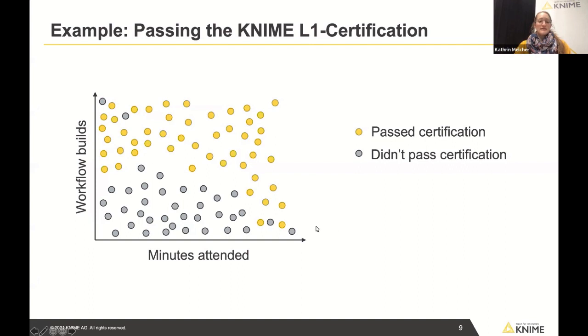And I visualize this here on a scatter plot. I can now use this labeled historical data to train a feed-forward neural network to predict for a new person whether this person is going to pass our L1 certification, based on how many minutes this person attended our course and how many workflows this person built in the past.